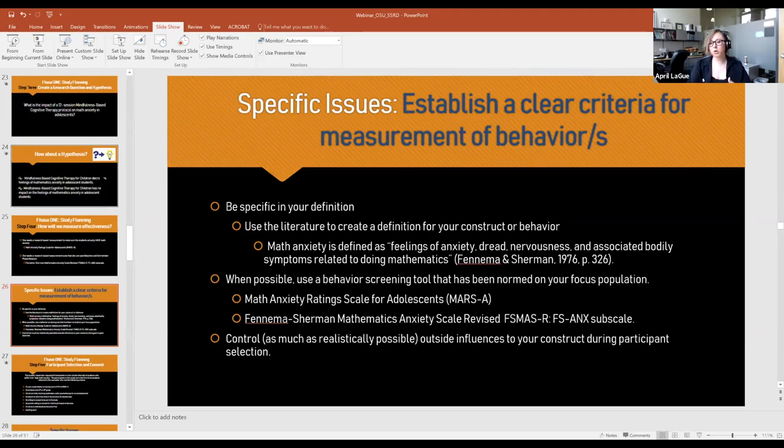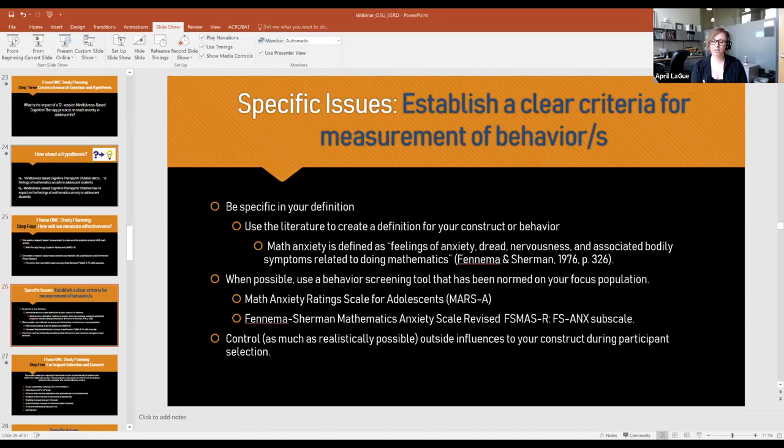So when you are measuring something like that, the literature is very helpful in creating a specific definition that can be used across the board. So when possible, again, use your behavior screening tool that's been normed on your focus population. In this case, the MARS-A and the Fenema-Sherman Mathematics Anxiety Scale. And then control as much as realistically possible outside influences to your construct during participant selection. And we'll talk a little bit more about that as we go. But it's important to be able to control what you can control in our setting.